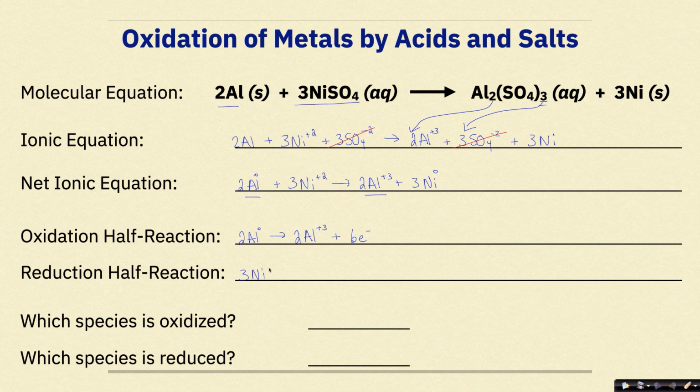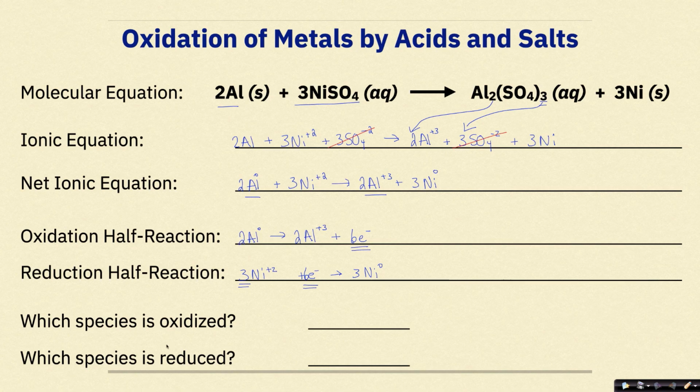3Ni plus 2 plus some number of electrons will give us 3Ni0. Now, Ni plus 2 to Ni0 means we're gaining 2 electrons. But because we have this coefficient of 3 in front, that means we are gaining a total of 6 electrons. Sort of had to jam that in there a little bit. So because we had the chemical reaction balanced ahead of time, it makes sense that the number of electrons lost equals the number of electrons gained.